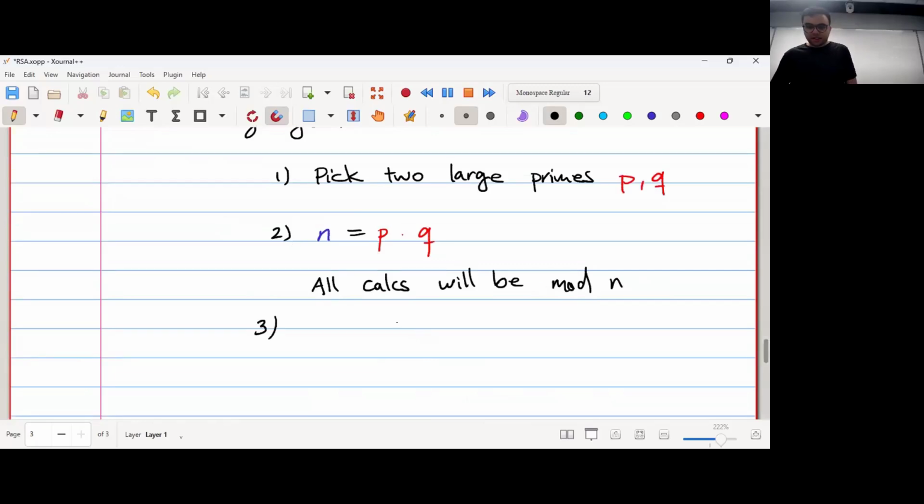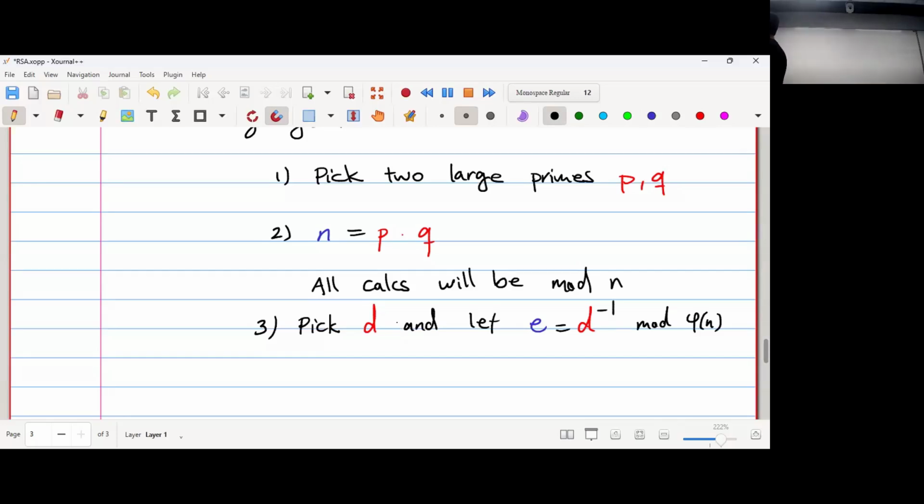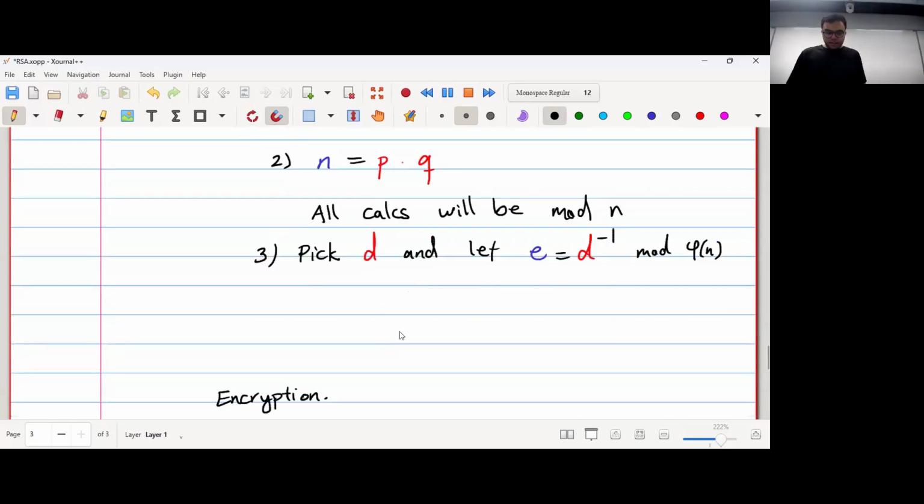So my step 3 is that I just pick some number d and let E be the inverse of d. Okay, but this is the inverse modulo phi of n. Okay, and well, I can easily calculate phi of n because I know p and q. And phi of n is just p minus 1 times q minus 1. Okay, and then the rest of it is very simple, right? So I just announce n and e. So I announce my modulus and I announce my public key.